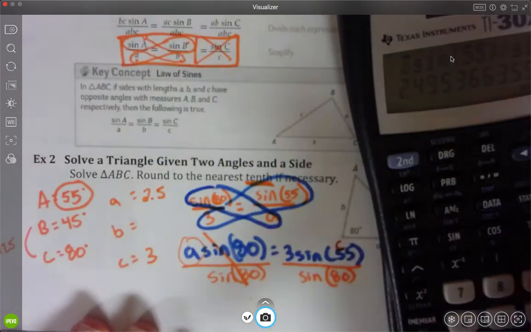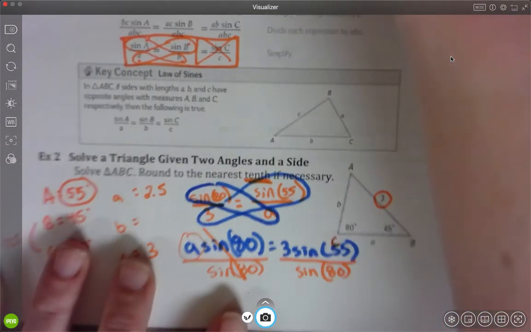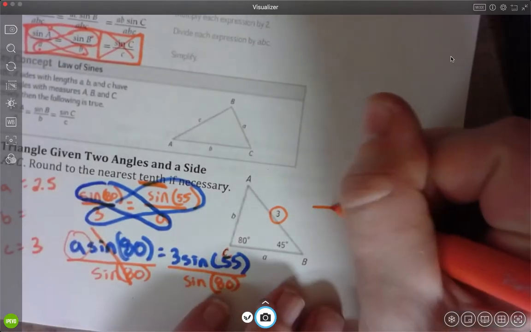All right, now we can do the same exact thing for B. I'm going to do B over here. So we're going to set up a proportion.